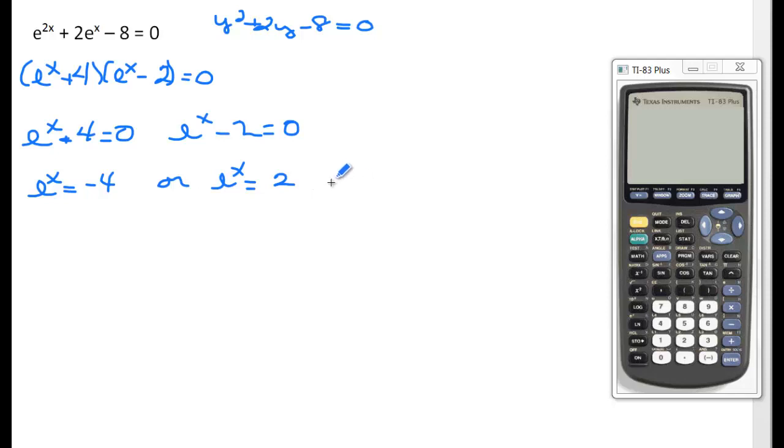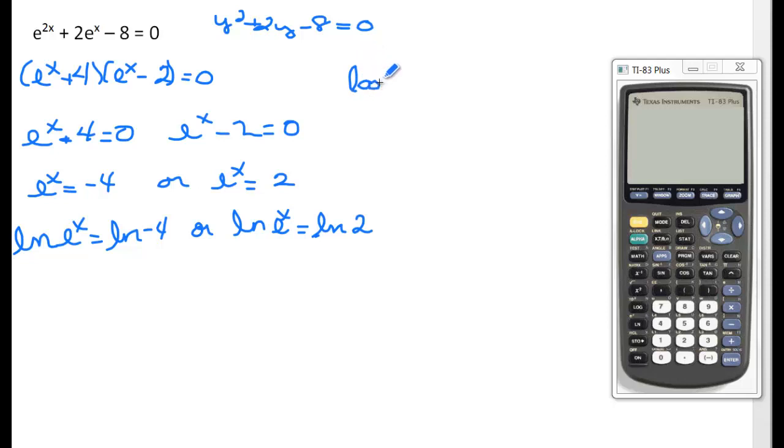Now, how do we solve that? Well, it'd be nice to be able to get rid of this e so that I have just the power. So let's take the natural log of e to the x. That has to be equal to the natural log of a negative 4, or the natural log of e to the x equals the natural log of 2. Now remember, when we first defined logs, we said that we cannot take the natural log of a number that is less than 0 or equal to 1.